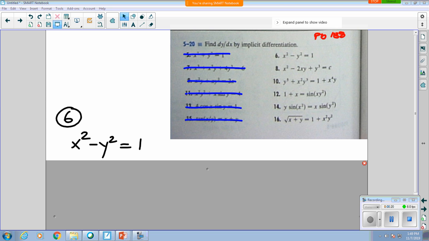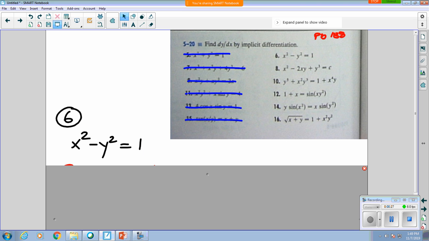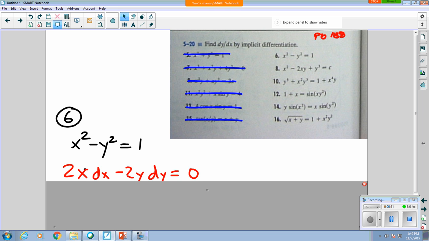You know you have to because it's not a function. So you got to take the derivative of each of the three terms. And when you do that, we're going to actually skip the green and red step, but you got to think of the green and red step in your head. That the derivative of x squared is 2x dx. Derivative of negative y squared is negative 2y dy. Derivative of 1 is 0.